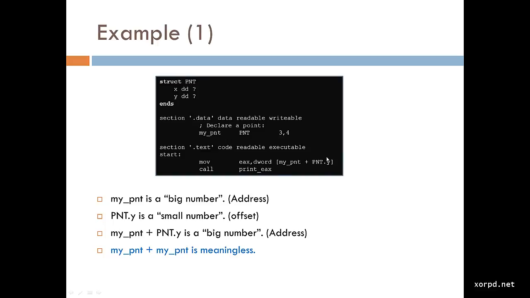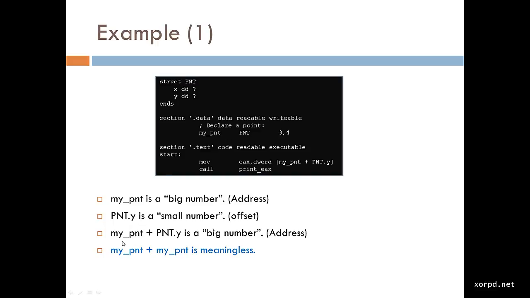Let's look at this result, my point plus pnt.y. This results in an address. We are sure about it because we use this quantity to refer to the memory, so this must be an address. We also can see that my point is a big number. We can see it here, it is a label and it represents the address of point in memory. pnt.y is a small number or an offset. We know that because we really know the value of pnt.y. It equals 4. We can see it from this struct definition.